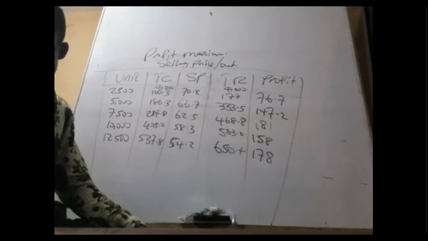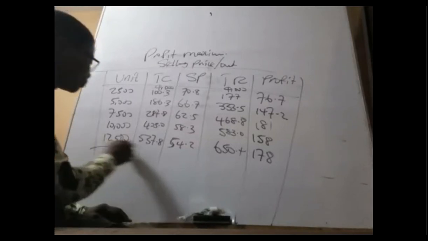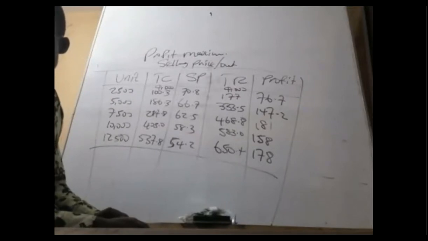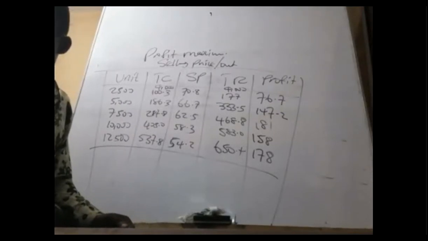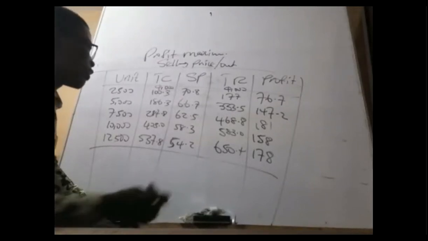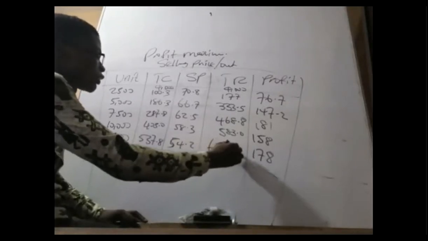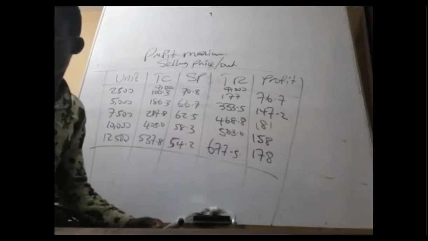Optimal selling price. So the optimal selling price is where the profit is at its highest. So look at this profit, which of them is the highest one? Okay, so the last one is 677.5. Sorry, the total revenue for the last one is 677.5. This you got, so this one is not true. 677.5, and this one we got giving 178.